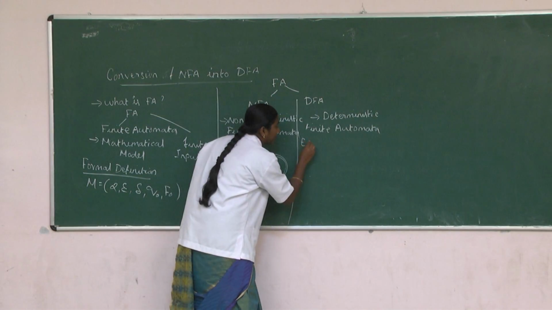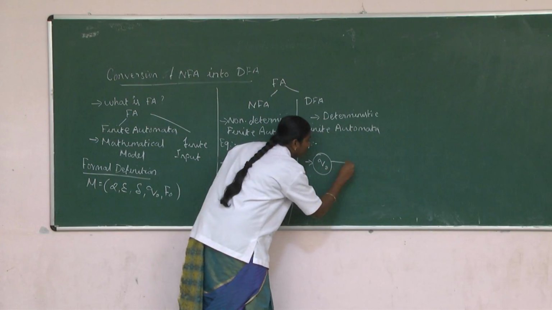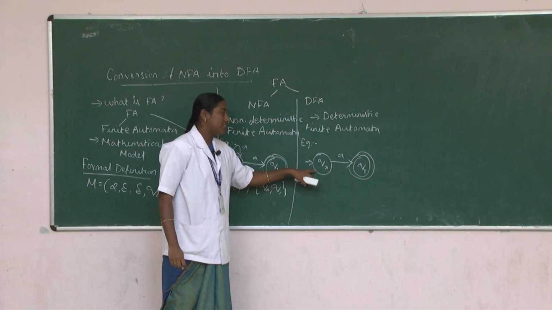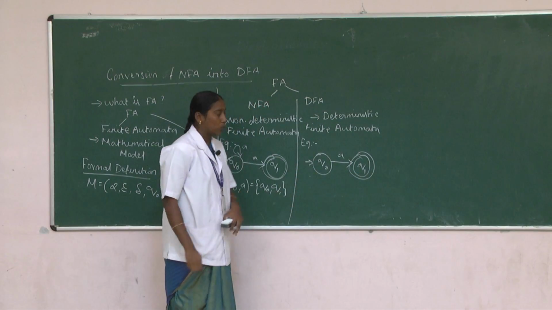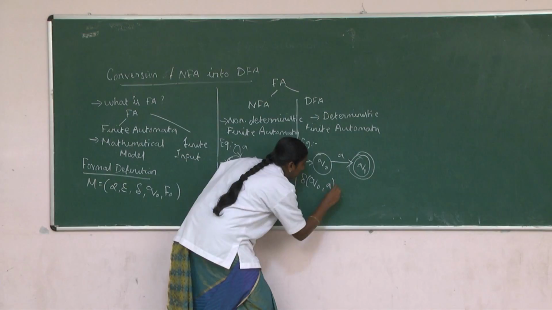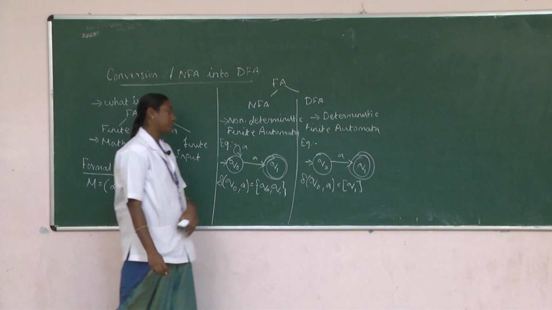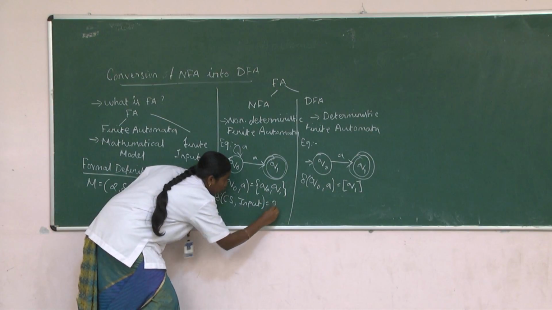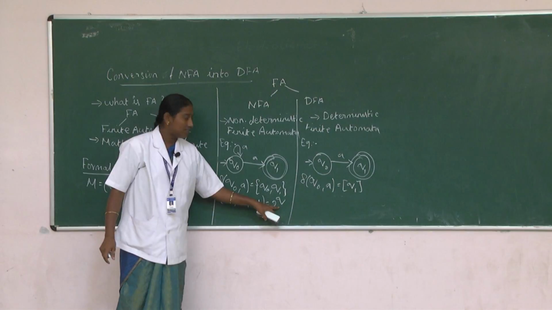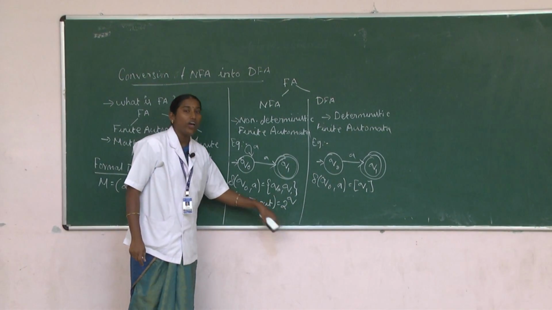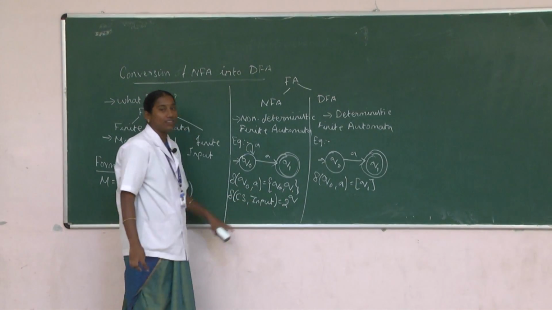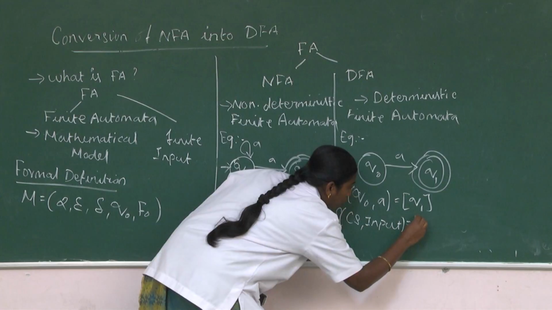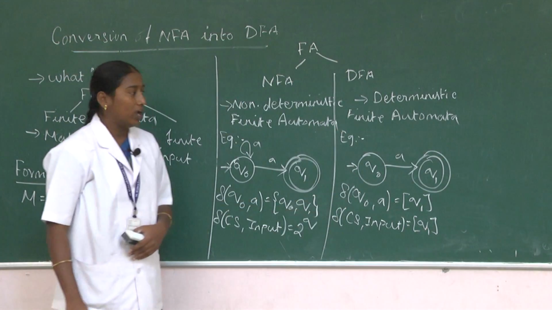But in DFA, A is the input. If I give this input for the state Q0, it will go for only one state, that is Q1. So δ of Q0 comma A, it will go for Q1. Here in NFA, δ of current state comma input is equal to 2 power Q. Why we are representing as 2 power Q means, for one input, for one state, it will go for n number of states. That is why we are representing as 2 power Q. In DFA, δ of current state comma input will go for only one state. For one input it will go for only one state.